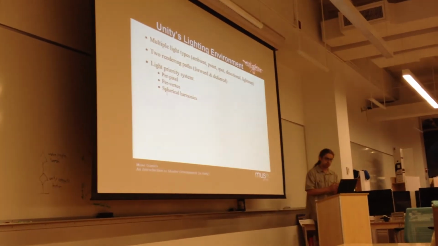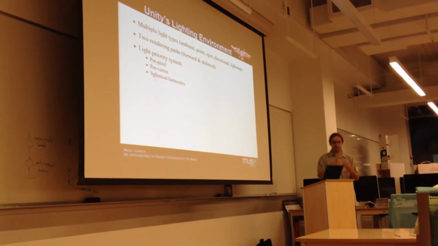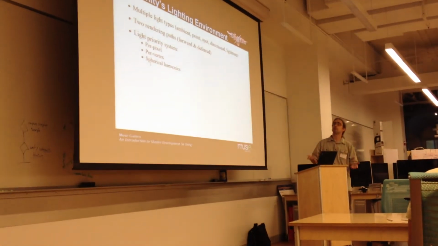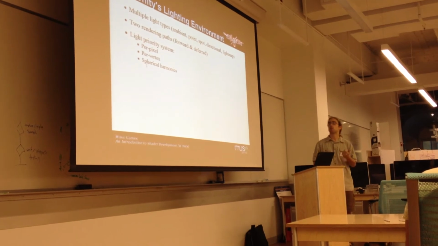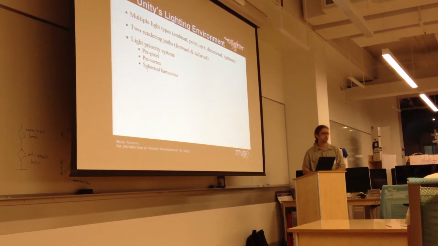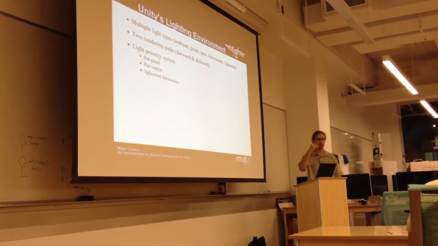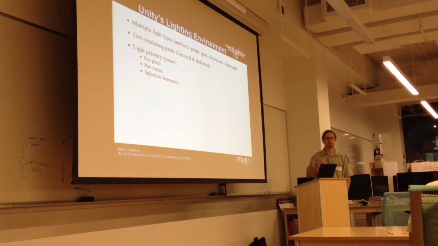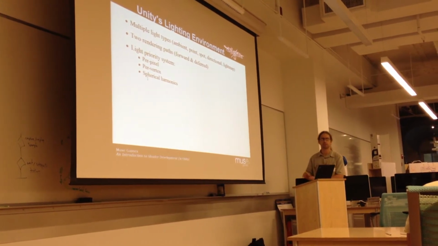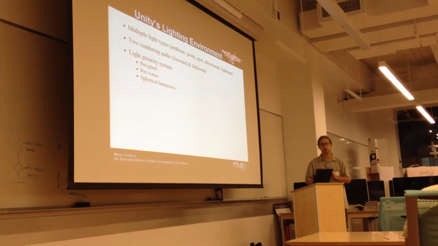So, back to some Unity-specific stuff. This is how Unity handles its lighting environment. We have a whole bunch of different light types: ambient lights, point lights, spotlights, directional lights, light maps. It has two completely different rendering paths, forward and deferred, because deferred is not very customizable. I will mostly be talking about forward, but if you do things the way Unity wants you to, you can kind of use either.